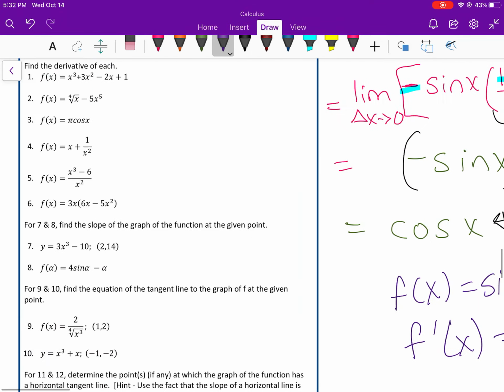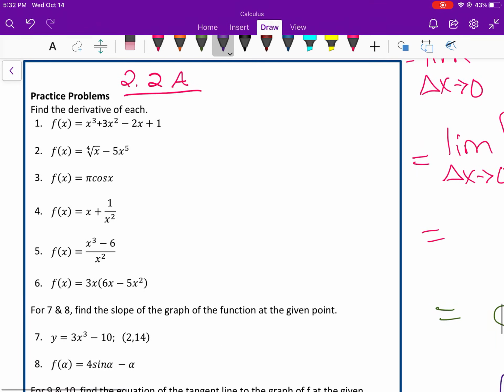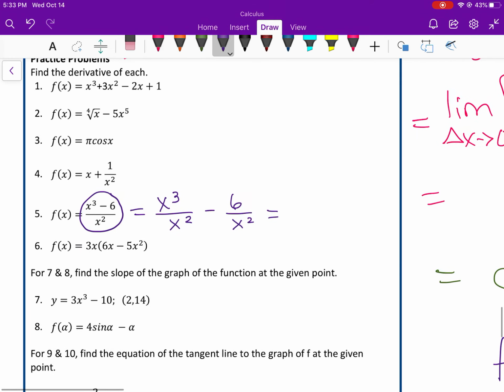From here, we looked at these practice problems, and just a hint right there, you're going to want to split that up first. And here you'll need to distribute first before you take the derivative.